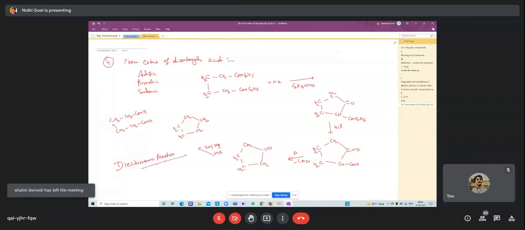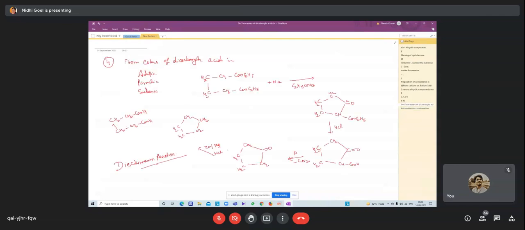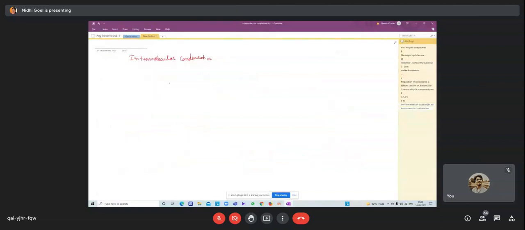So what is the mechanism of this reaction? Dieckmann reaction is the intramolecular condensation. Ma'am, can you please show the previous slide? Okay. This is the general. In the next slide, I will discuss step by step. So this is the Dieckmann reaction, the intramolecular condensation. CH2, CH2, COC2H5, CH2, CH2, COC2H5. This is the mechanism of the Dieckmann reaction.